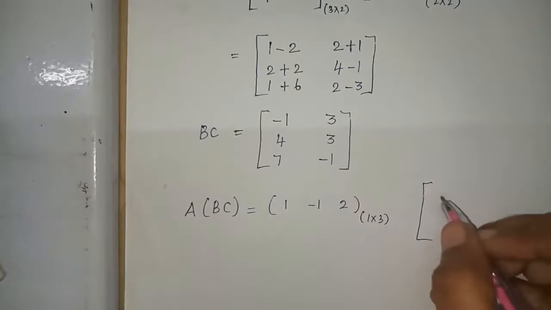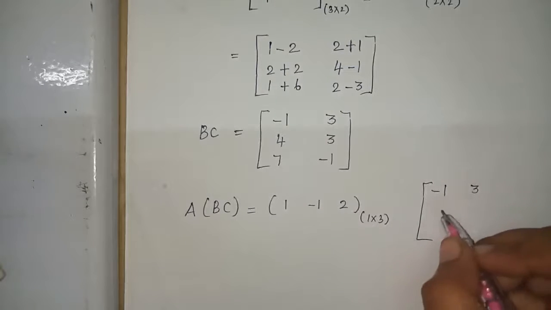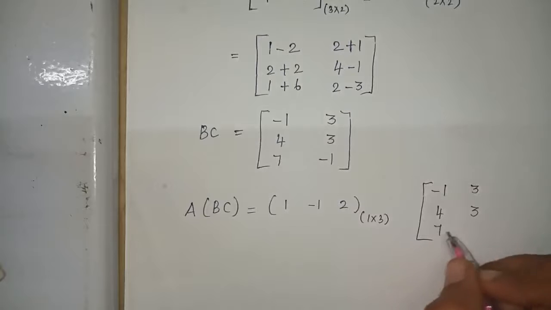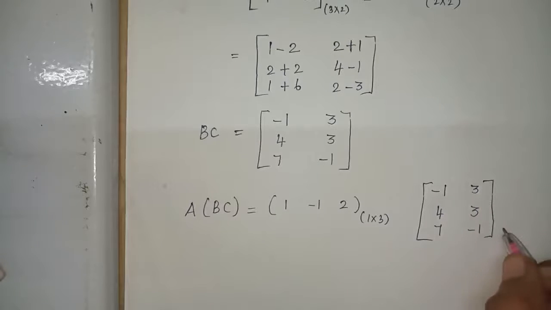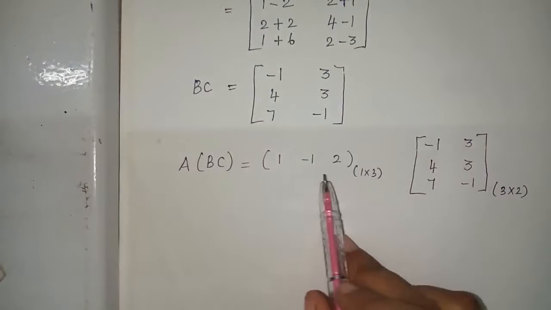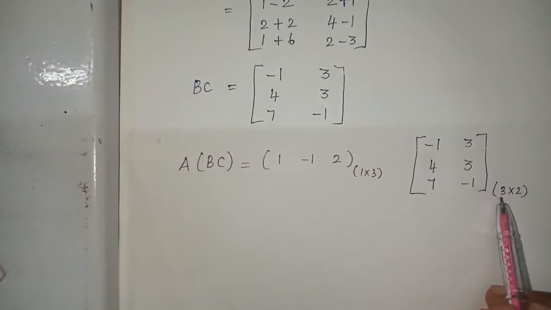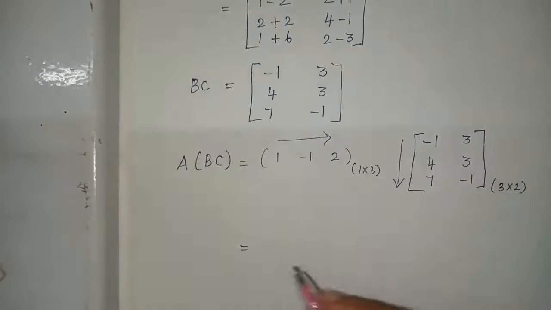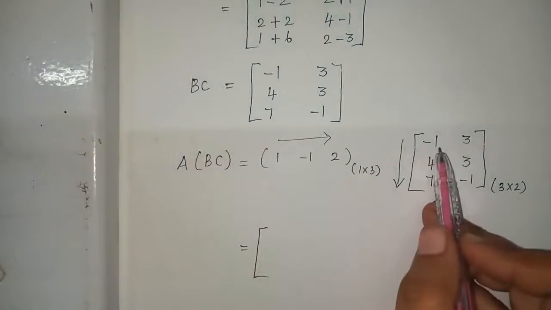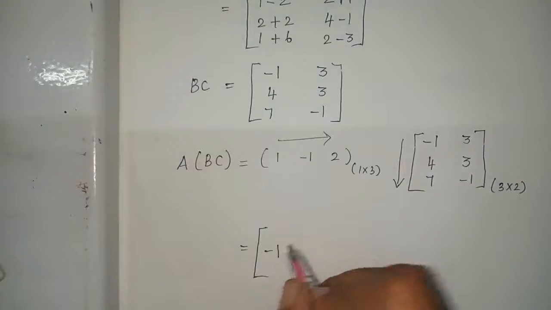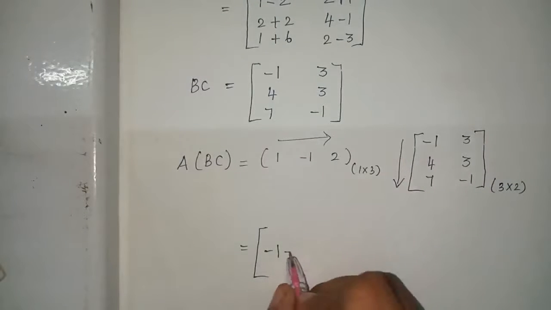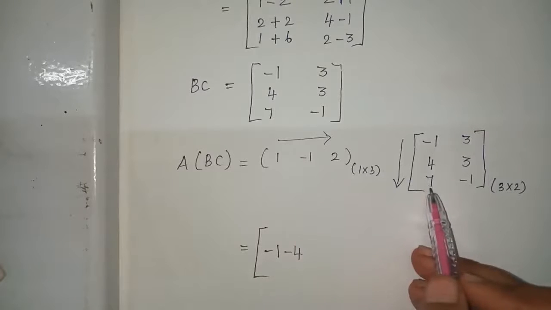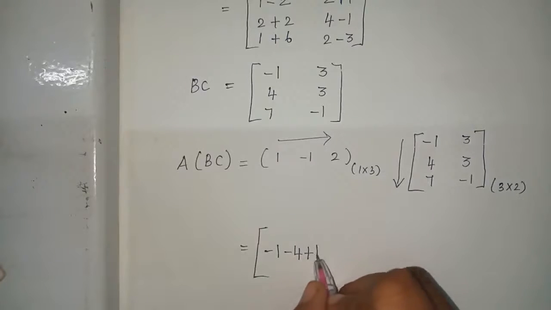Then you found the matrix BC is [-1, 3; 4, 3; 7, -1]. This is of order 3 cross 2. So the number of columns in matrix A is equal to the number of rows in matrix BC, so we can multiply. First row, first column: 1 into minus 1 is minus 1, minus 1 into 4 is minus 4, 2 into 7 is 14, plus 14.